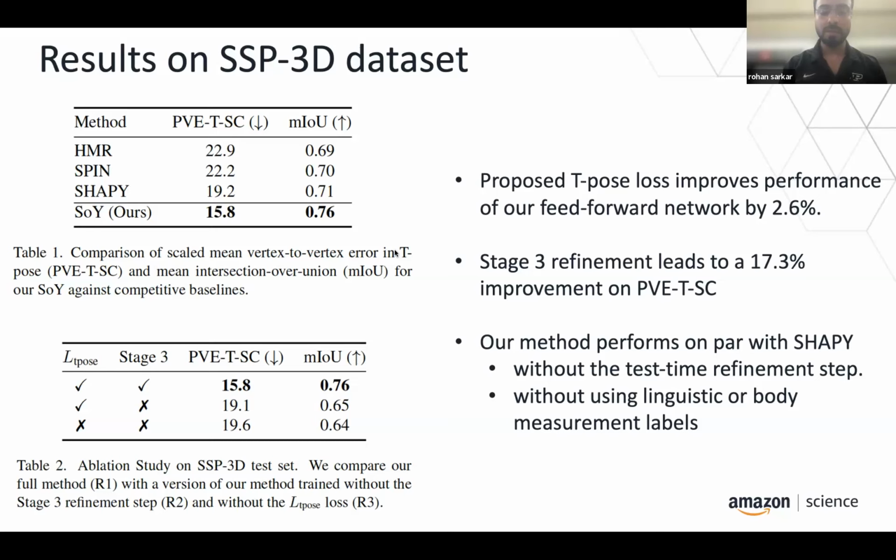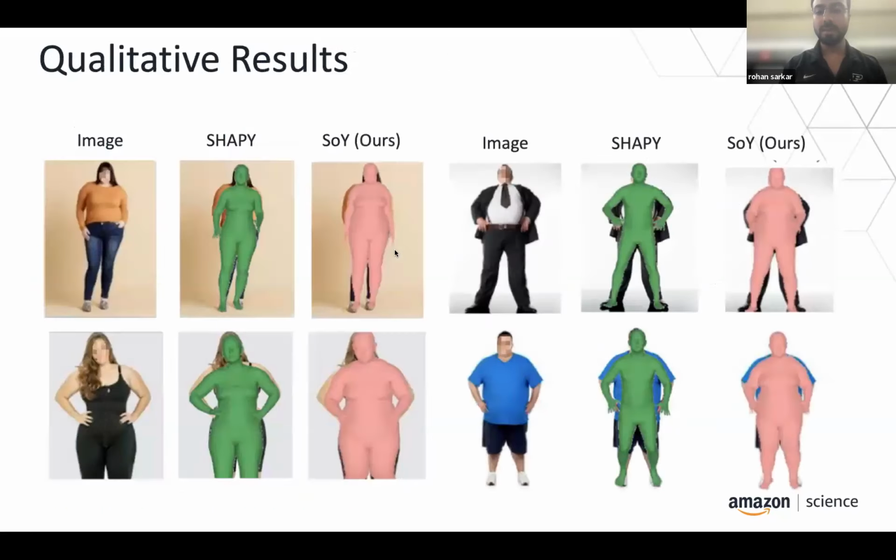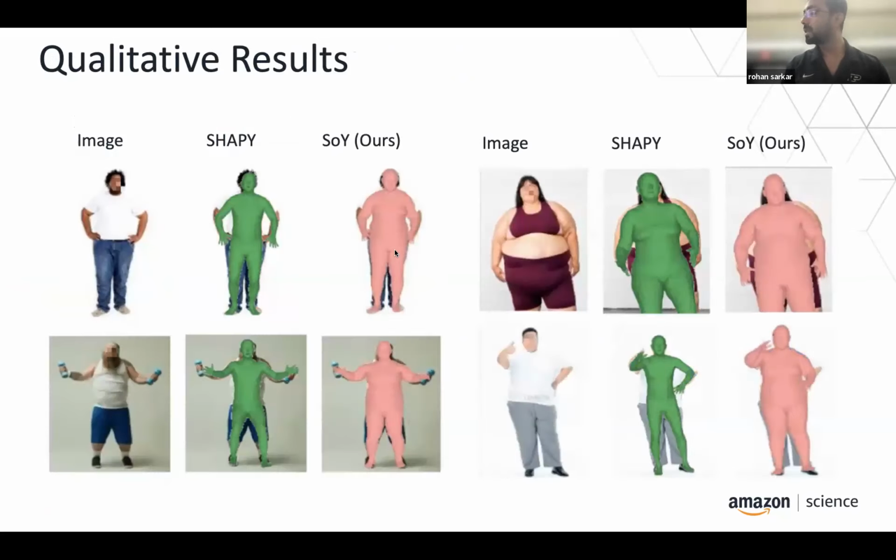And without the test time refinement step, our method performs on par with ShapY without using any of the linguistic or body measurement labels. Here are some qualitative results on a diverse set of body types and in different types of clothing that we downloaded online. The green meshes are those generated by ShapY, and the pink ones are using our method. Here are some more examples.